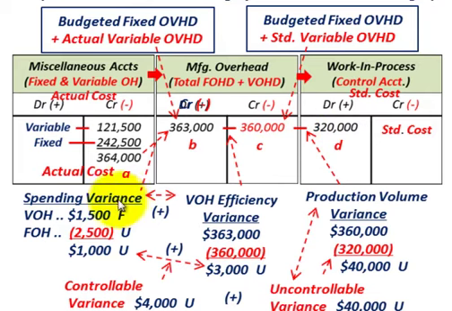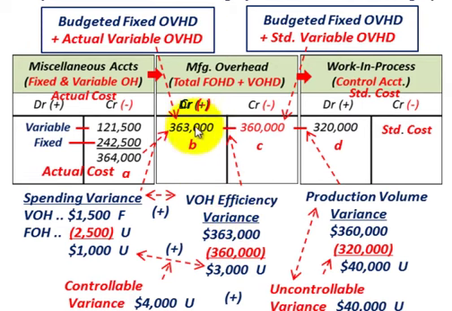So for our spending variance, that variable overhead spending variance, we had a $1,500 favorable amount, and then for the fixed overhead spending variance, we had an unfavorable amount of $2,500. So that gave us a net of $1,000 unfavorable. Now we'll compare that to our variable overhead efficiency variance.